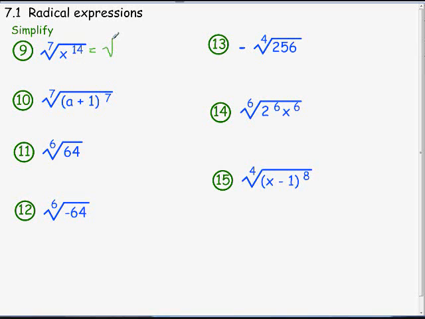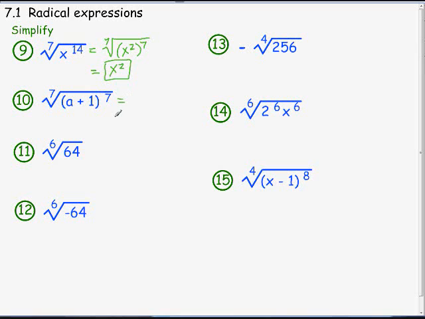Well, I'm going to do a little trick here. We're going to say x squared, I'm going to do power of a power. Isn't that an equivalent expression? X to the 14th. Oops, I forgot to put the index in. Now it becomes a little easier, doesn't it? It's an odd root, so I can just say it's x squared. I was looking for the positive. On all of these except number 13, I'm looking for the principal root.